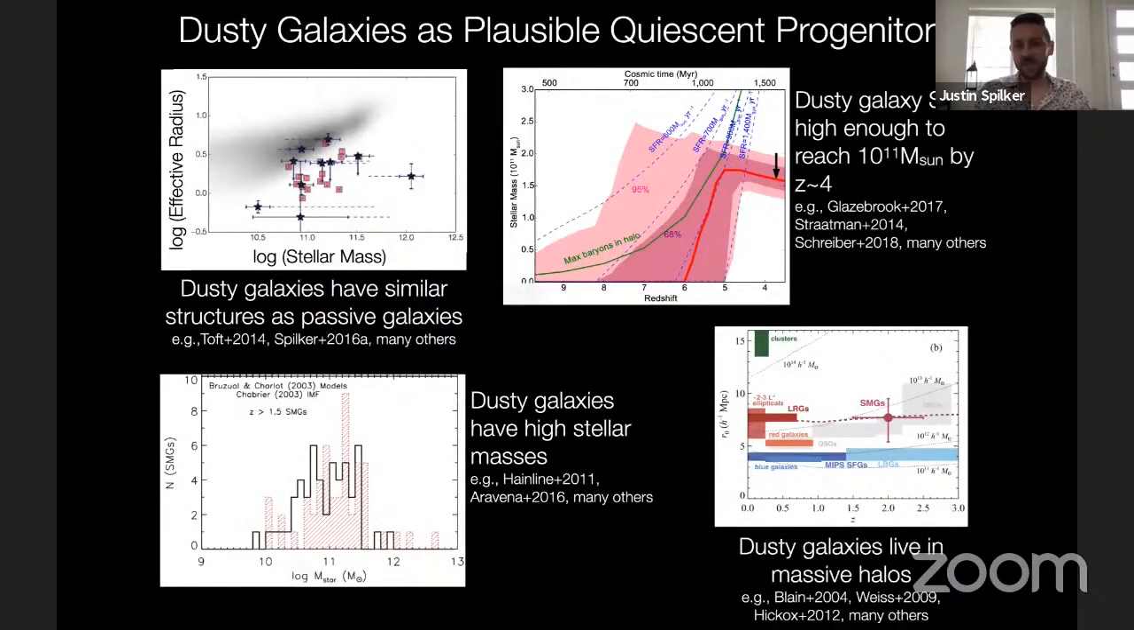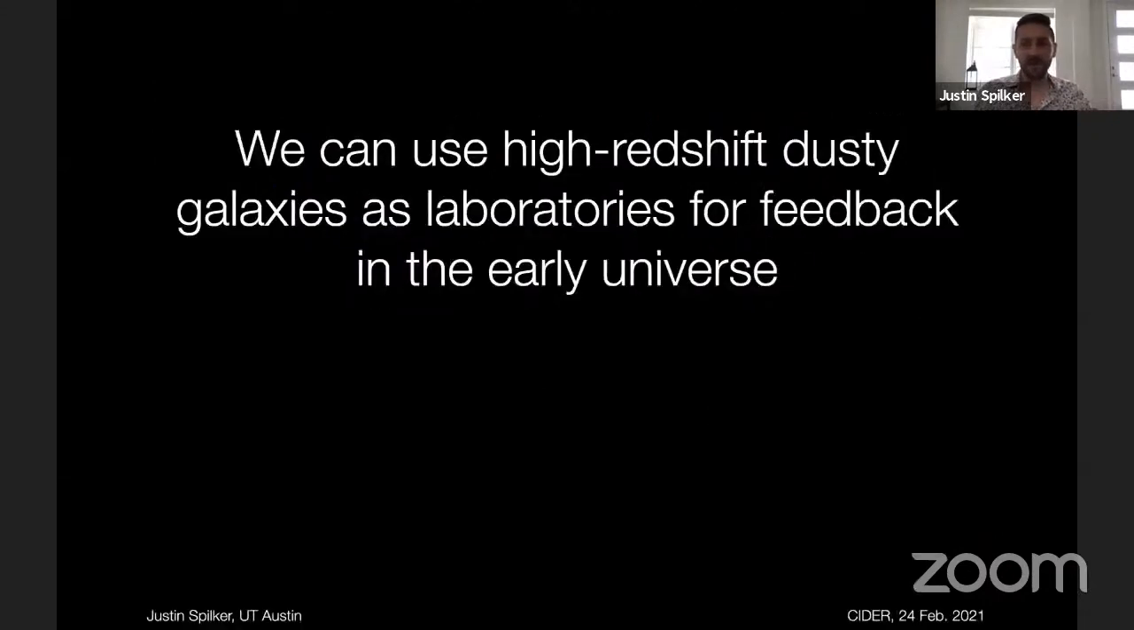For a lot of reasons, we think that dusty galaxies are probably the progenitors of these earliest quiescent galaxies, just in terms of their star formation rates, their masses, and the dark matter halos that they live in. All of these circumstantial lines of evidence point towards the fact that these really dusty galaxies are probably going to become the first generation of quiescent objects. And so I'm just going to assert that if that's true, we can use these very distant dusty galaxies as, I guess you would call them, laboratories for the way that feedback operates in the early universe.